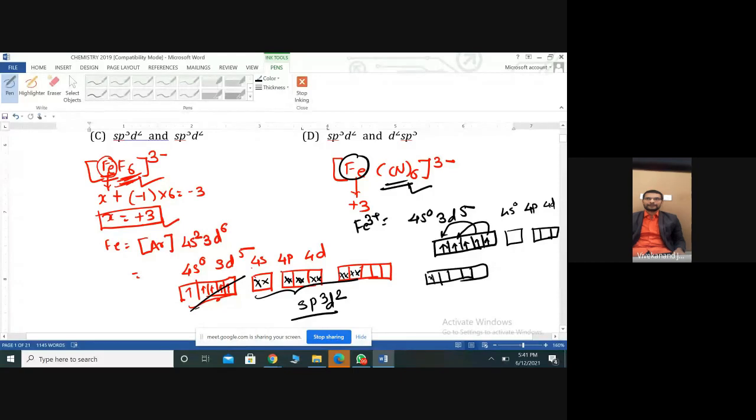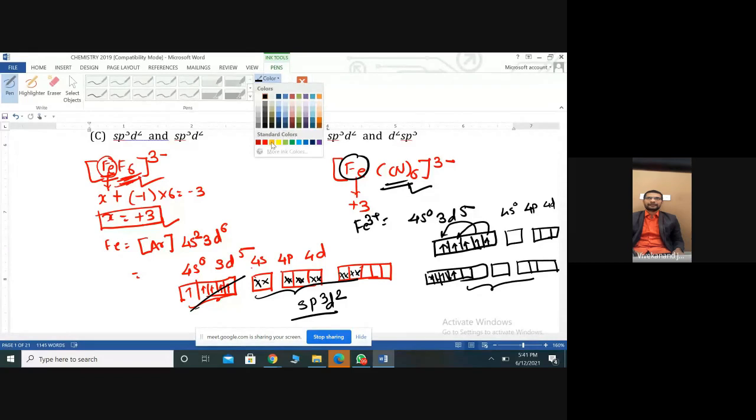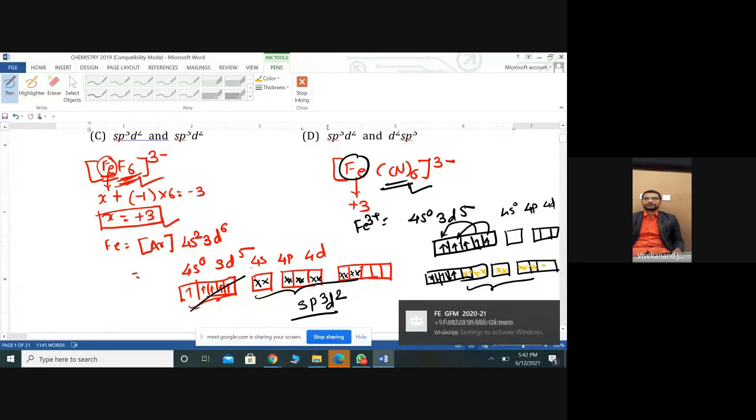In these orbitals, one electron is upward, another is downward. Here also upward, downward. One electron is present over here. So we get 2 empty orbitals over here, a third one, and from the p orbital we can get a few empty orbitals. So the total number of empty orbitals we require is 6. We fill the electrons in them: 2 electrons over here, 2 over here, 2 over here, 3, 4, 5, and the 6th one also.